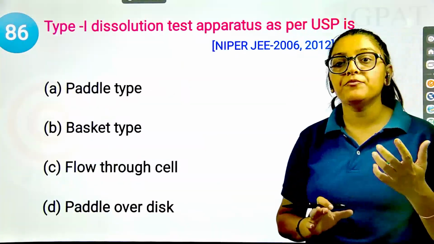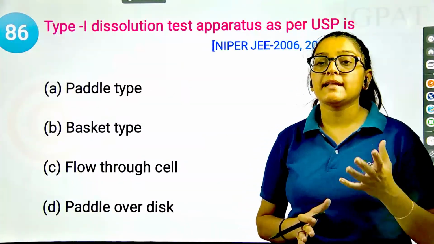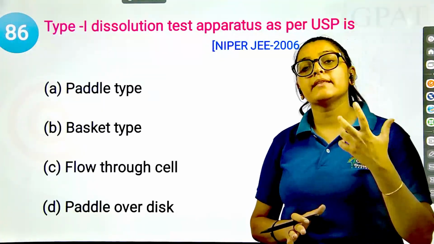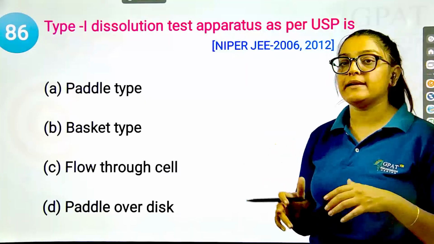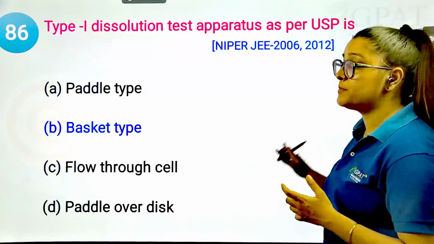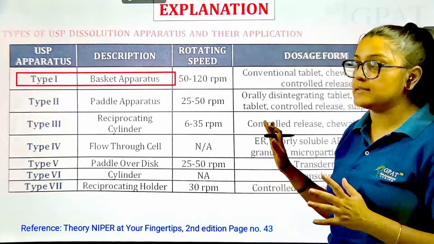Next, type 1 dissolution apparatus. Type 1 we have already seen based on IP, it was paddle, then basket. For the USP, type 1 is our basket type apparatus. I hope these questions are simple to answer for you all.